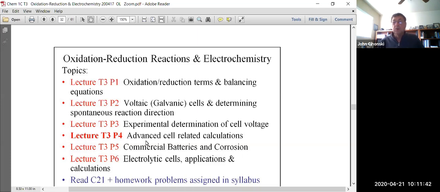For example, we've looked at voltage. How does that relate to free energy? How does it relate to equilibrium constants? That type of thing. So we'll talk about that.